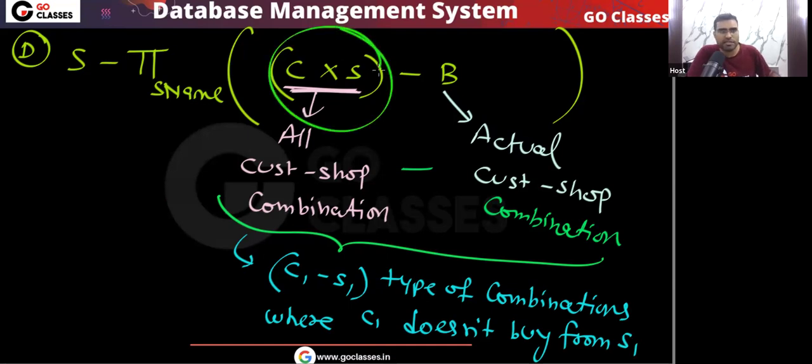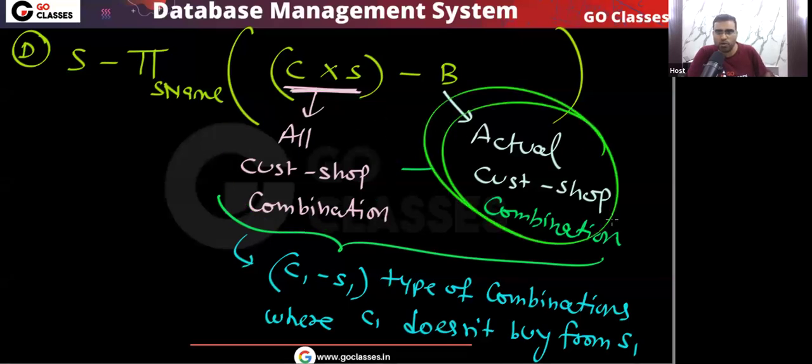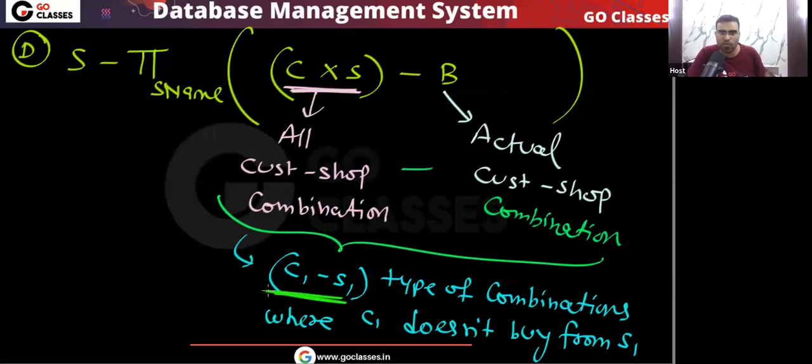Remember, C cross S. Here you have all the customers. Here you have all the shops. So if you do their cross product, you will get all customer shop combinations. And this buys table has all the actual combinations, meaning which customer is actually buying from which shop. So if you remove the actual combinations from all the combinations, you will get this type of combination, C1 S1, where C1 is not buying from S1. This customer is not buying from this shop.